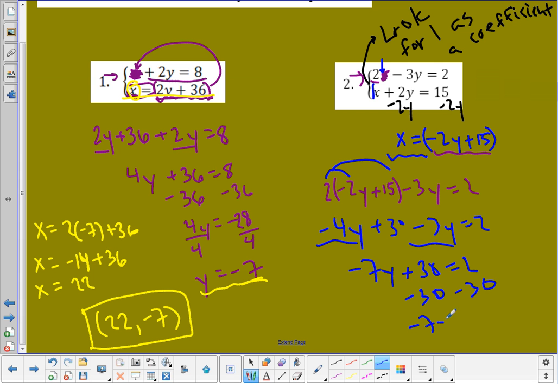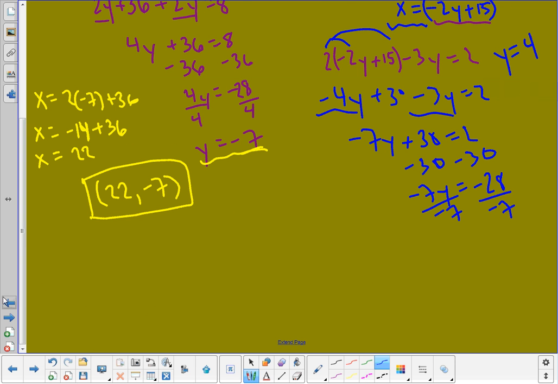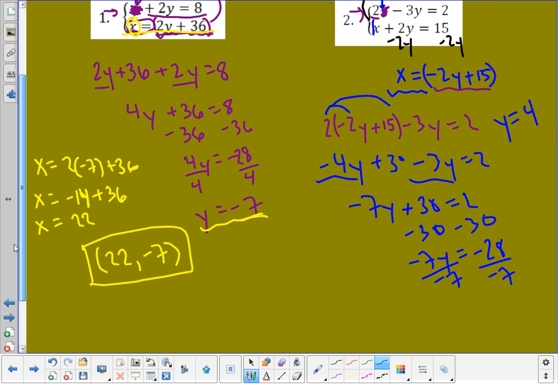Negative 7y is equal to negative 28. Divide by negative 7, and I end up with y equals positive 4, because a negative divided by a negative is positive. So now I need to plug that back in and get my x variable.